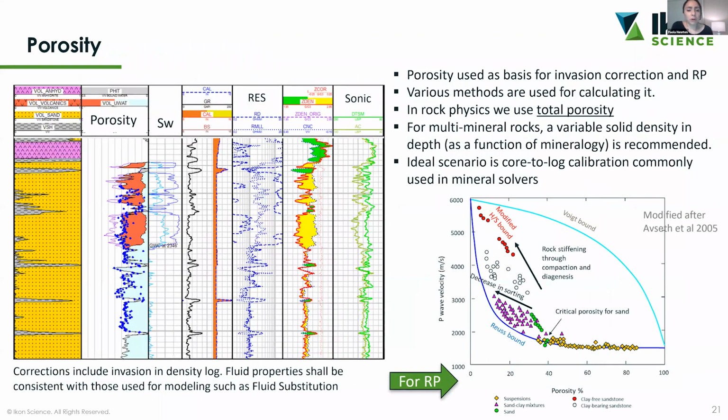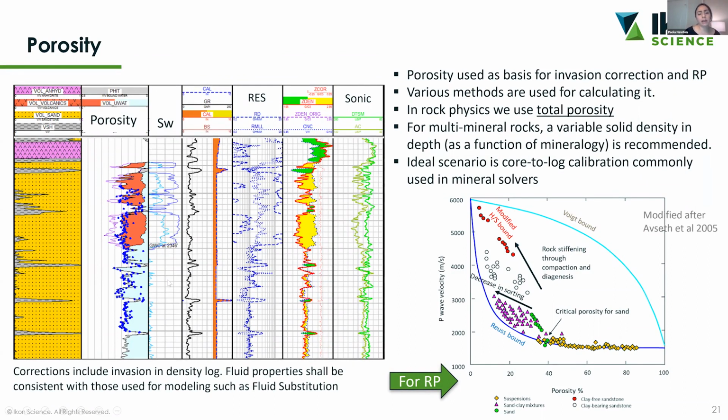Now let's look at porosity. So here's a plot of a traditional porosity calibration log to core, and porosity plays a big role in the rock physics. It's used as the basis for a lot of things, including the calibration of the model. It's also the basis for invasion correction, and in this particular example, you can see between the porosity and the saturation tracks that has been done.